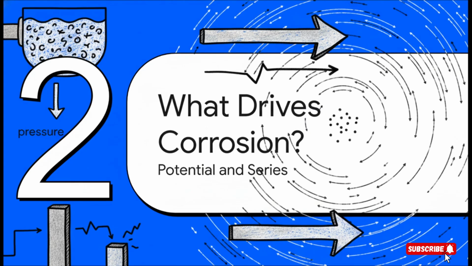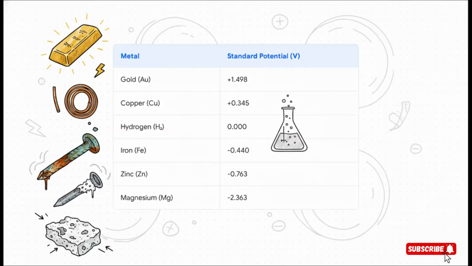So what makes this circuit run in the first place? What's the driving force? Well, it all comes down to something called electrical potential. The easiest way to think about it is like water pressure. The bigger the difference in electrochemical potential between 2 different metals, the more pressure there is pushing that corrosion to happen. And to understand that pressure, we start with this table right here, the standard EMF series.